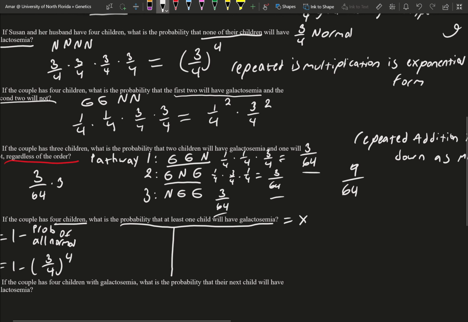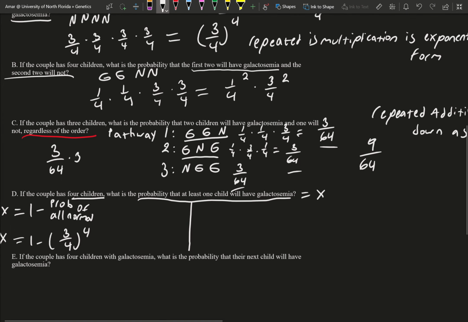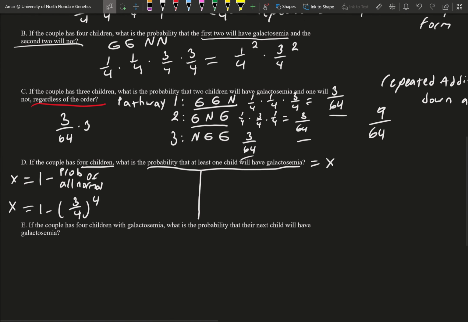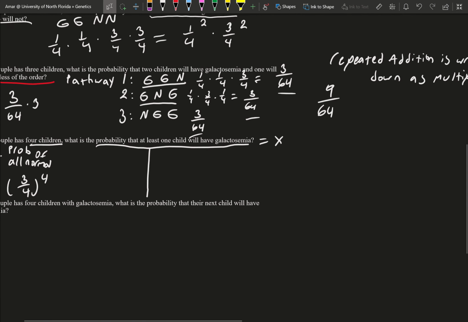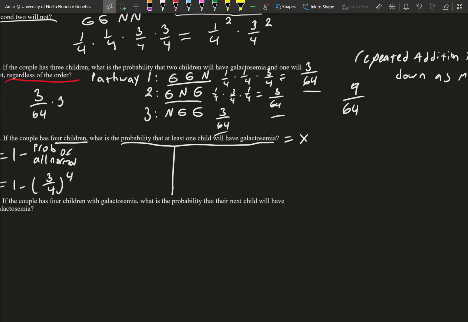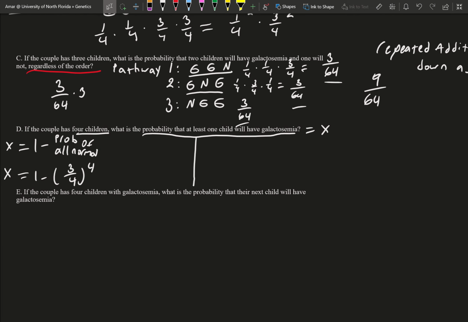So, unfortunately I haven't written it down over there, but it's okay. So how do we figure this out the long way? What we need to do is figure out the possible combinations that we can have at every single time point. So we can have 1 galactosemia, we could have 2 galactosemia, 3, and then 4.